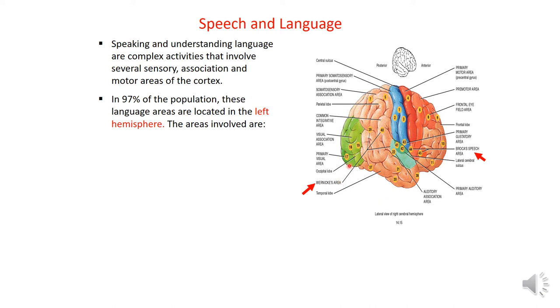If you are going to respond to written words, the primary visual area receives, then passes the information to the visual association area to understand. After understanding, it passes the information to Wernicke's area, and Wernicke's area, if you are going to respond by writing, will pass the information to the area that regulates the muscles of the hand. If you are going to respond by speaking, the information will pass again to the Broca's area.